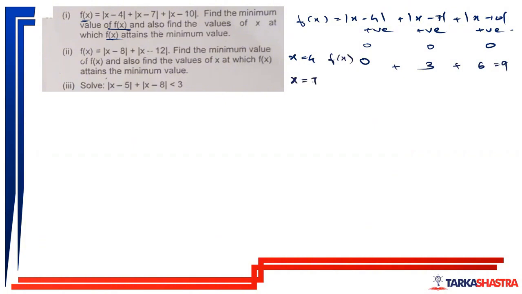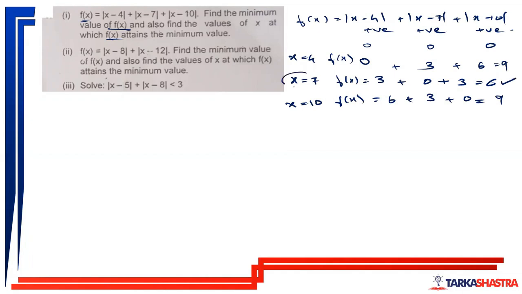If I put x is equal to 7, I'll get f of x is equal to 3, 0, 3, that is 6. And when I put x is equal to 10, I get f of x is equal to 6, 3, 0, which is again 9. So now, from this, what do we understand? That the minimum value of f of x is 6, and it is obtained at x is equal to 7.